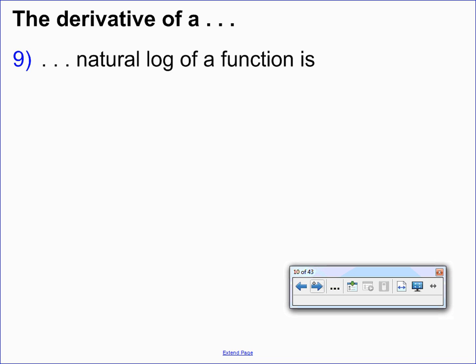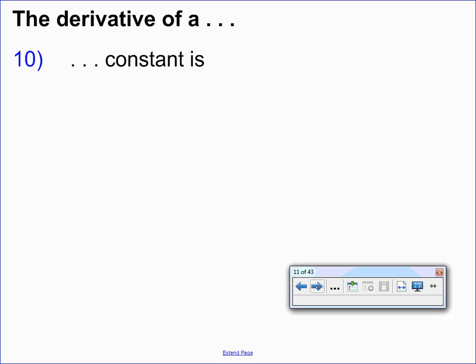Solid, thank you. The derivative of the natural log of a function is number 10: 1 over the function times the derivative of the function. Perfect, thank you. And last but certainly not least, the derivative of a constant is, who gets it? Lucky number 26. 0 is correct. So the derivative of a constant is 0.